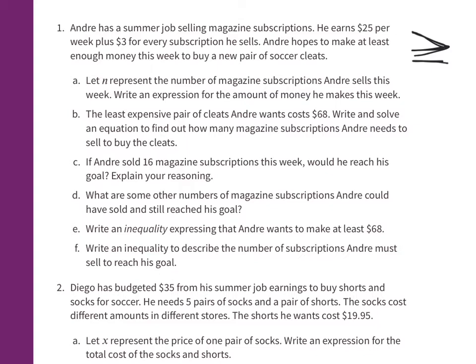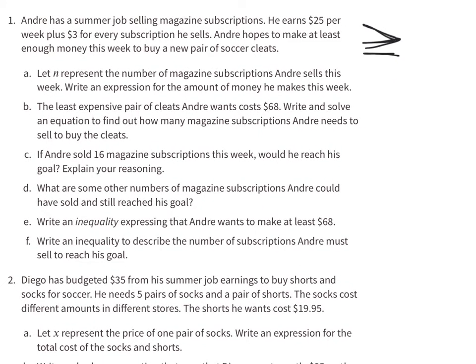So he earns $25 a week. We know that he gets $25 no matter what, plus $3 for every subscription. But we don't know how many subscriptions, so we'll use n, so 3 times n. So there's my expression: $25 for the week plus $3 for every subscription he sells.